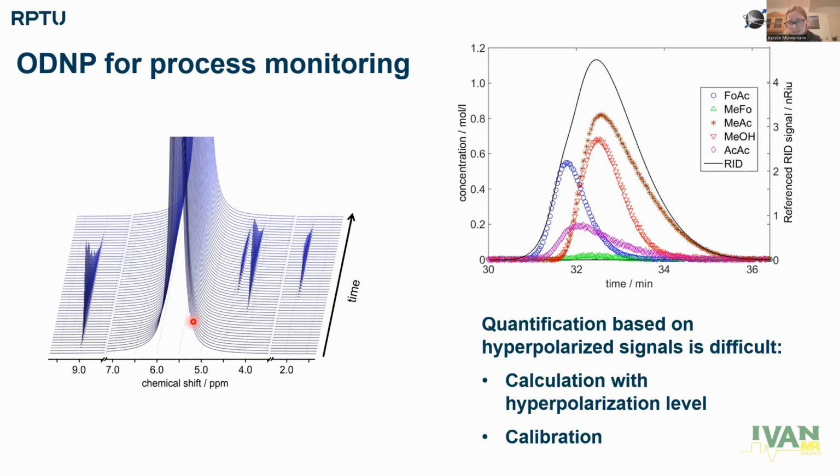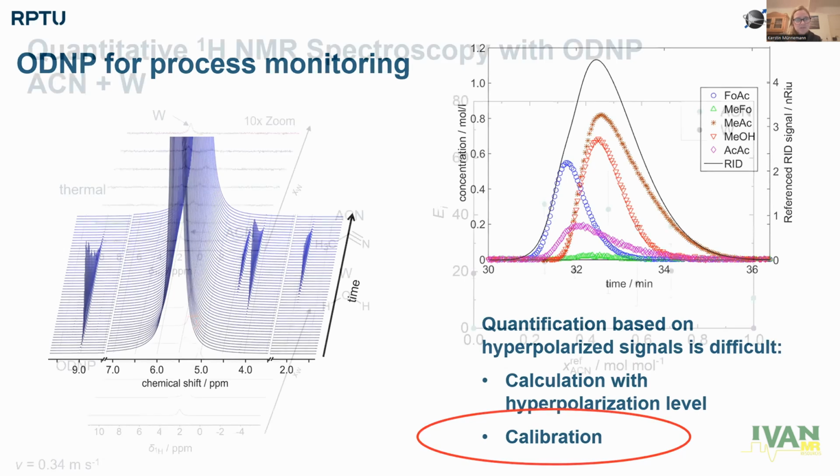We will have a really, really hard time to measure all molecules and then calculate the enhancement with the hyperpolarization levels and then integrate. So that's nearly impossible. So we will also try to calibrate the signal that we get out of the ODNP.